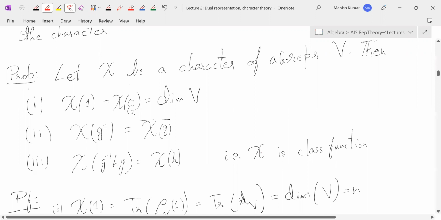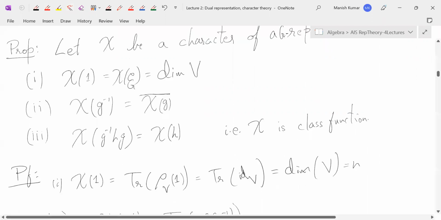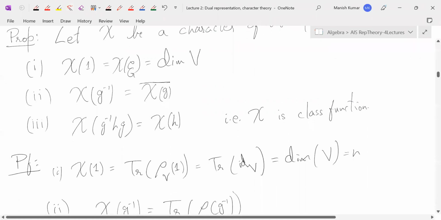That means it assigns one value to each class. And so every element in that class will have the same value. So it's constant on each class. So the first one is straightforward, as I said.